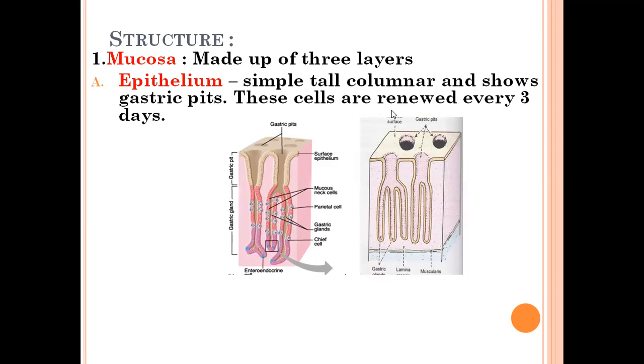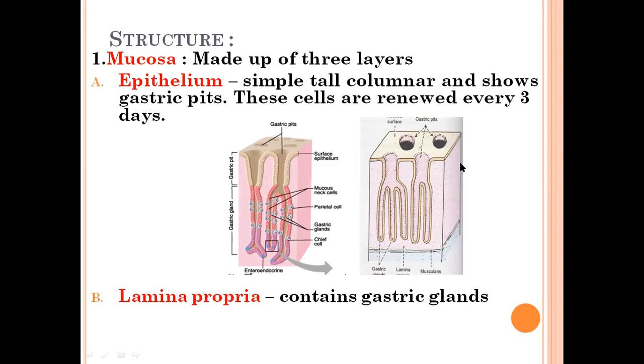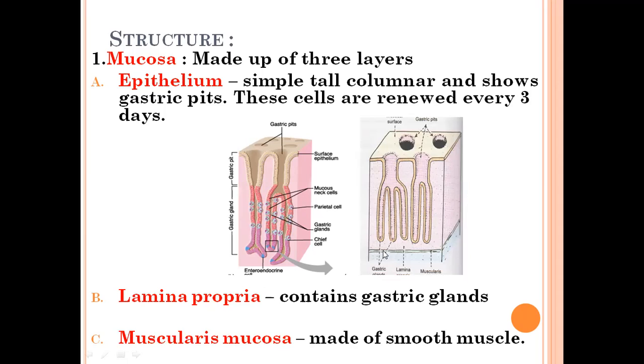These cells are renewed every 3 days. This is the lamina propria area into which the gastric glands are invaginated, so the lamina propria contains all the gastric glands. The outermost lining of the mucosa is the muscularis mucosae, where we have smooth muscle, inner circular and outer longitudinal.